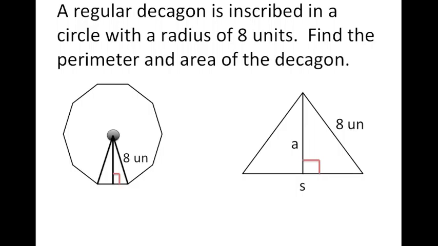using your trigonometry skills. We also need to find the central angle at the top of the triangle, which will be 360 divided by the number of sides, and a decagon has 10 sides. When we simplify, we get 36 degrees.